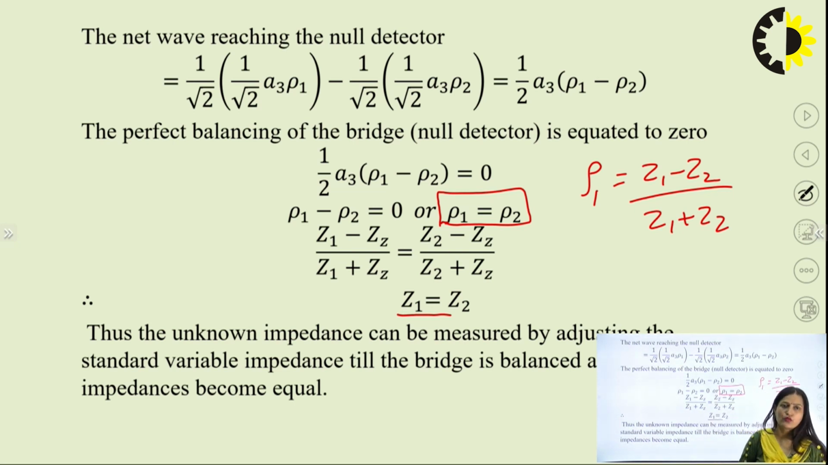Practically, when you connect an unknown impedance, you get some value at the null detector, not zero. So if you want it to be zero, you can vary your Z1 impedance, the known variable impedance. When you vary it, finally you get zero at the null detector. At that point Z1 is equal to Z2, so the value of Z1 is the value of the unknown impedance.